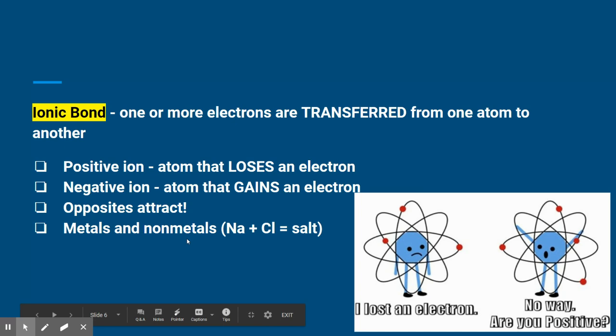If we have the one that gained it, I don't think we have that in this case here. This is a totally different one. But one that gained it would become a negative, and positive and negative attract. Opposites attract. And this is how metals and nonmetals bond. This is exactly how salt comes to be, through ionic bonding. Okay. Get a metal here, which will become what we call a positive ion. Make sure I did that right. Yes. And chlorine, which is a nonmetal, and which will become a negative ion, and they bond together.